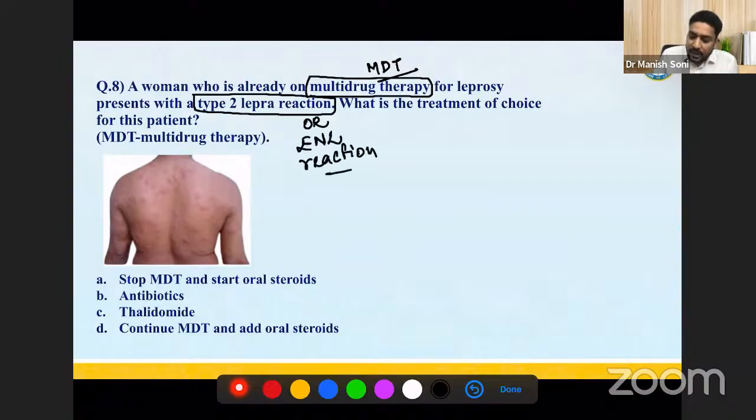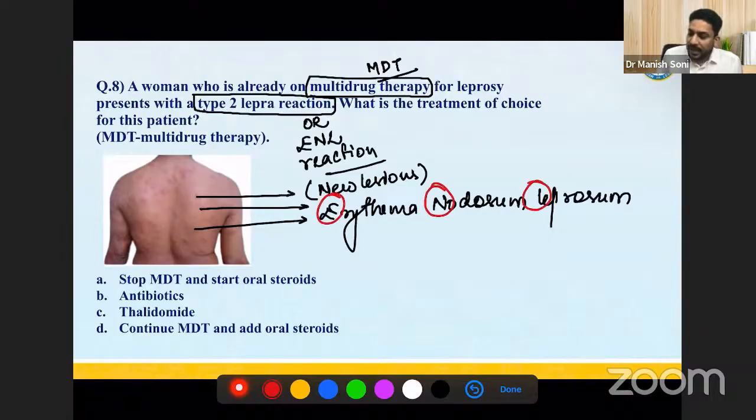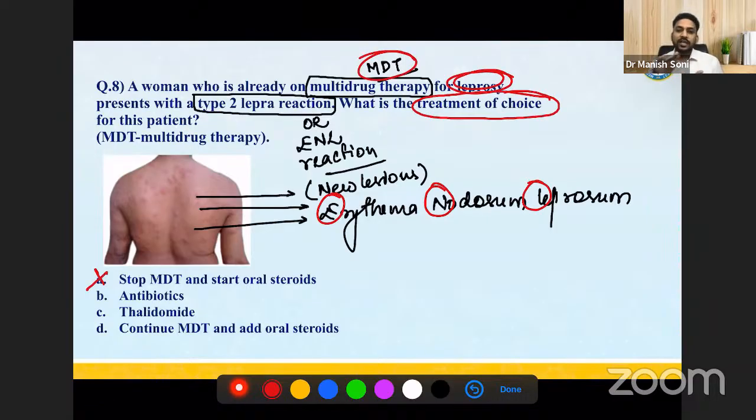Why do we call it ENL? Because in these cases, some new lesions start developing. These new lesions, which start developing over the skin, are known as erythema nodosum leprosum, that is E, N, and L. So E, N, L start developing. What is the treatment of choice for this patient? Because the patient is suffering from leprosy, we will continue MDT. Okay, so no point of stopping MDT. In leprosy, we will continue MDT.